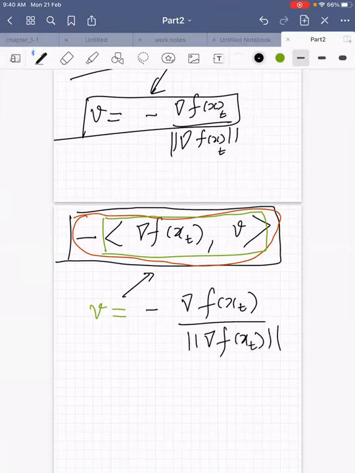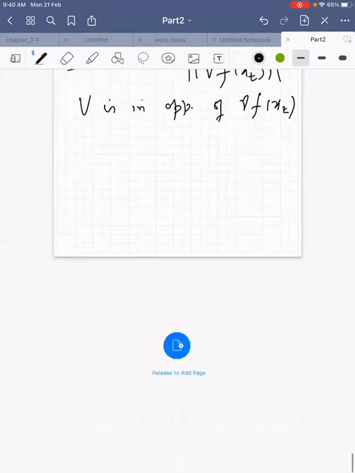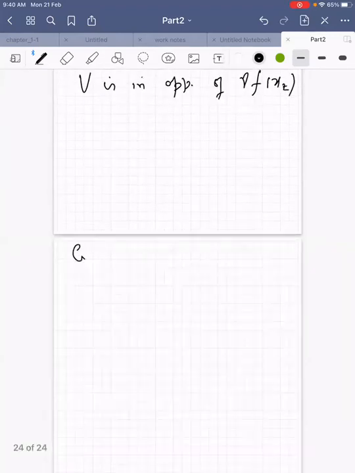That's it. See, V is in the opposite direction, V is in the opposite of this, right? That is why the negative of the gradient. So you move in the negative of the gradient. That's it. That's the answer. So that is what gradient descent is.